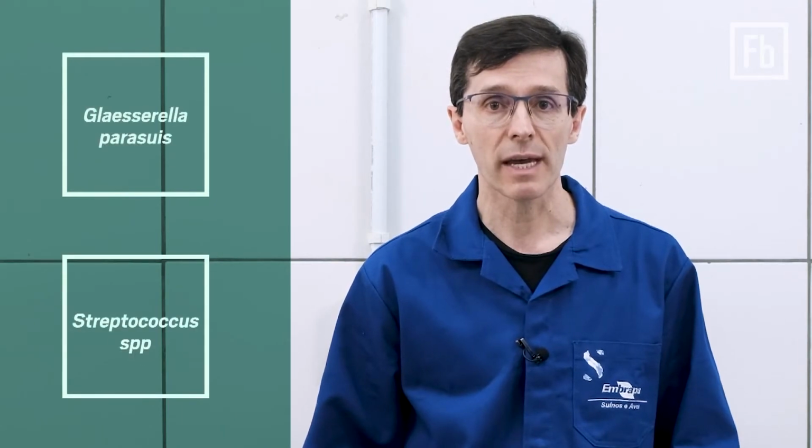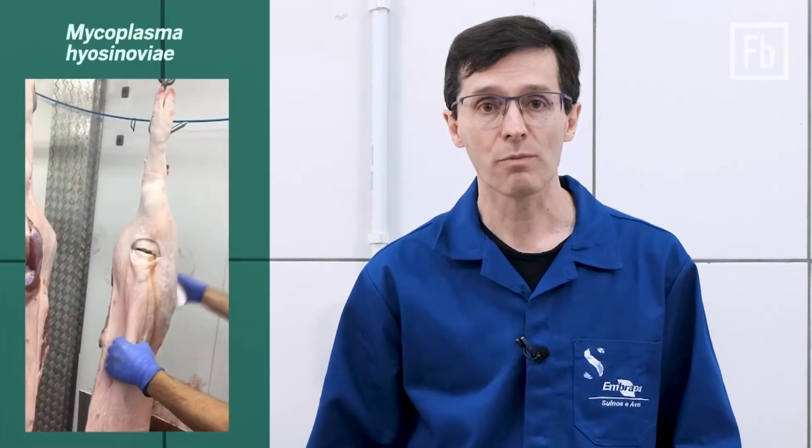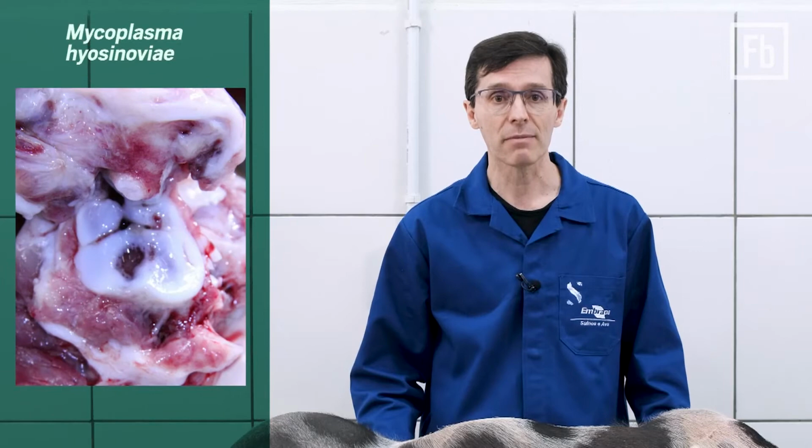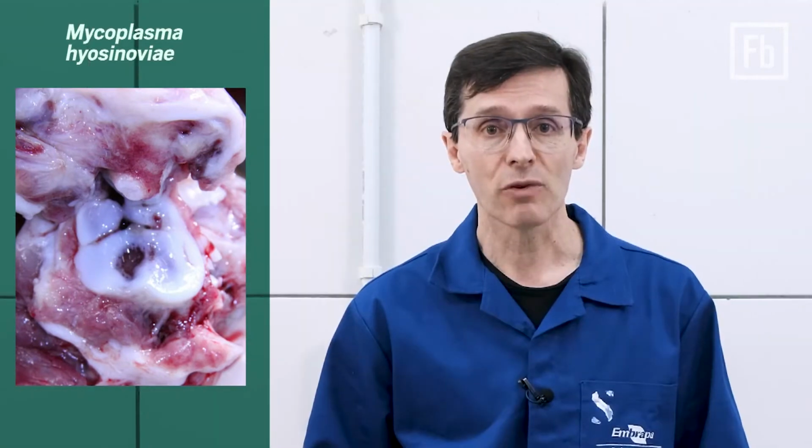The synovial fluid shows an increase in volume and density, and its color is altered. In cases of Glaesserella parasuis and Streptococcus spp infection, the synovial fluid is suppurative or fibrinous. In cases of Mycoplasma hyosynoviae infection, this synovial fluid shows an increase in volume with the presence of blood, and additionally there is moderate hypertrophy of the synovial membrane.